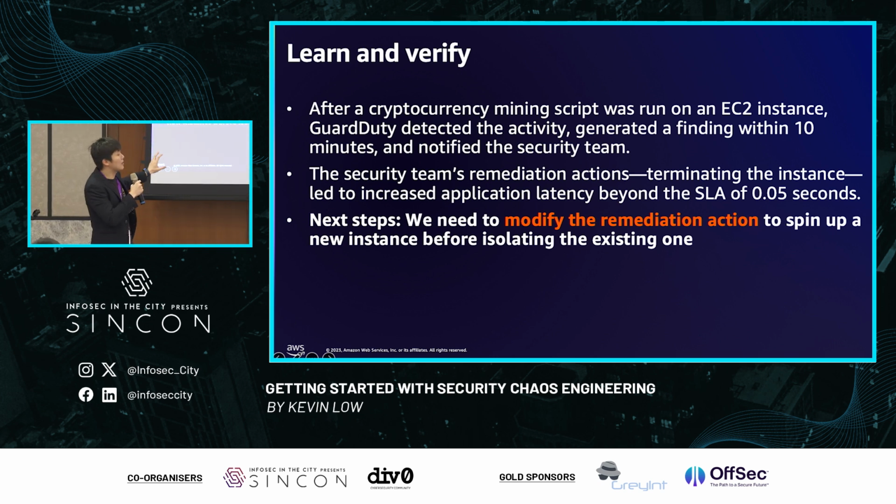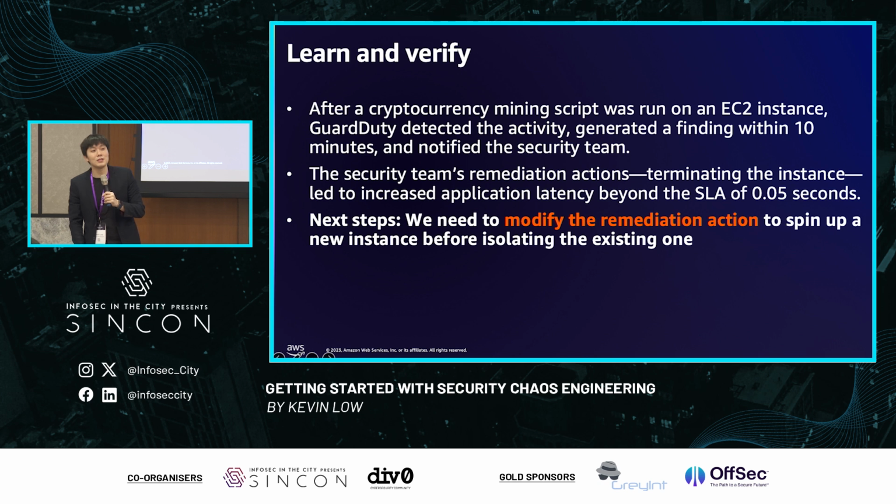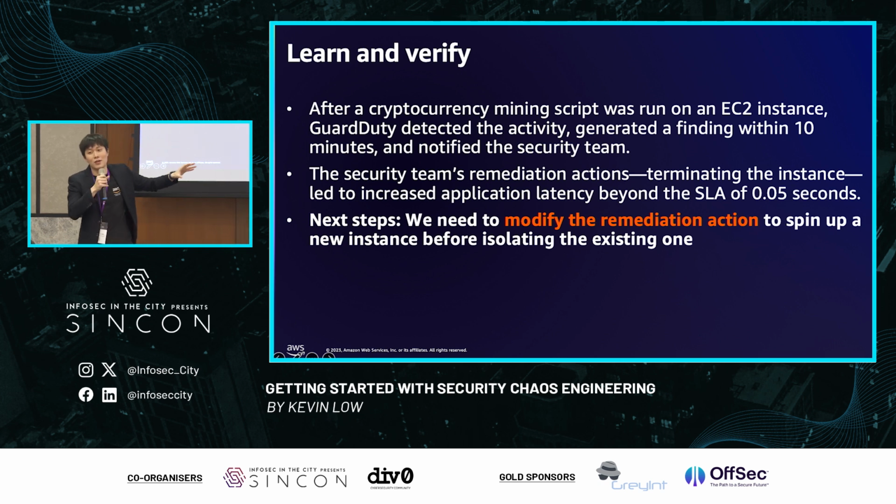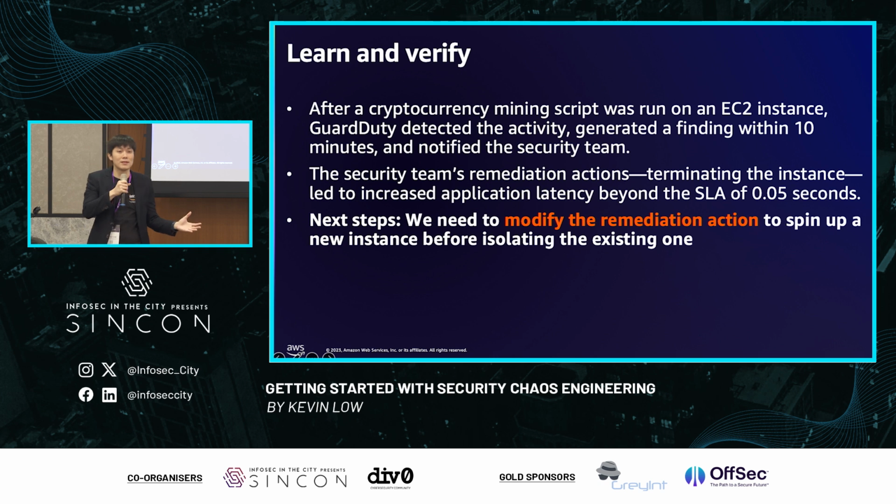What's important at this step, and this is a very, very cultural thing, is that this whole learning and verification step needs to be as blameless as possible, right? A lot of times in security teams, we are obsessed with finding the root cause, and we're obsessed with finding who's the person who did the wrong thing and let the whole thing go down. And that's actually really, really bad for security culture and for running chaos experiments.